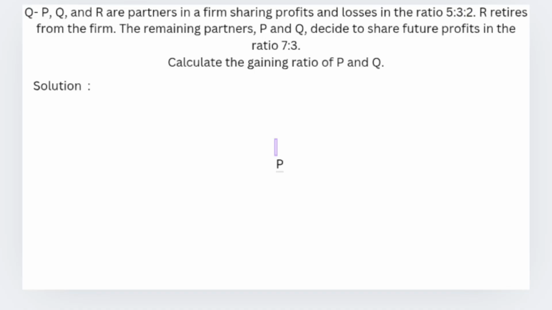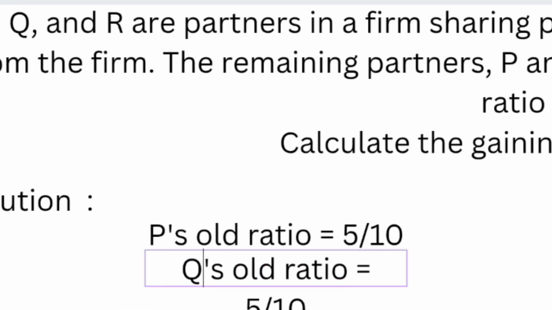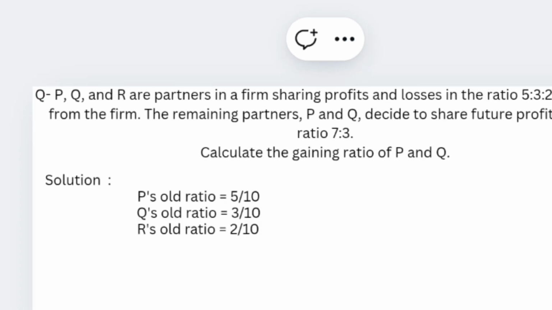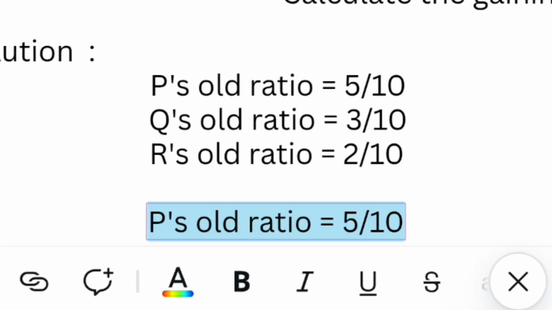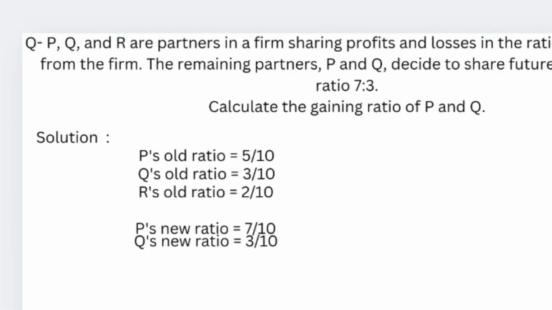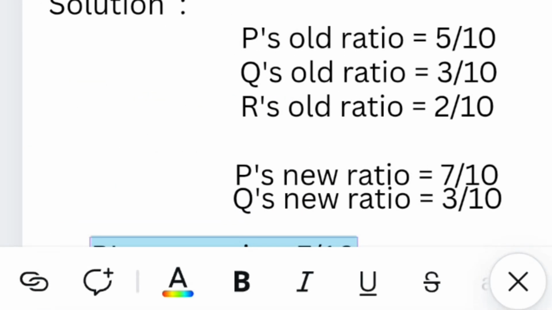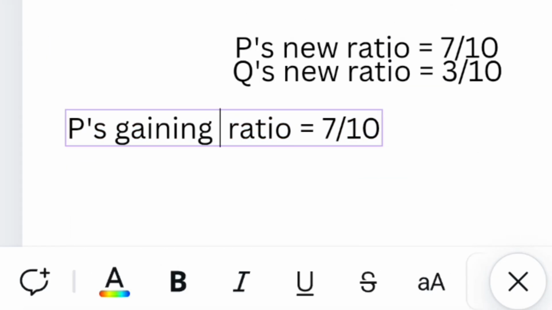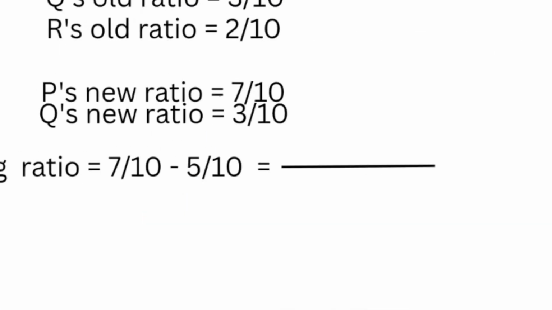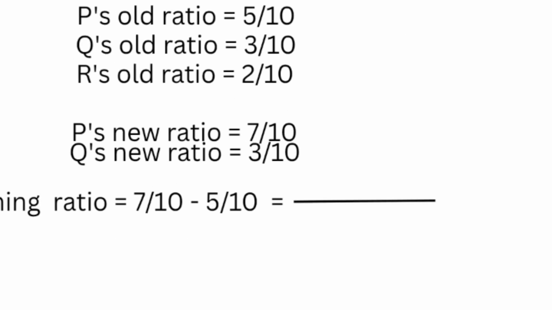So P, then the new ratio will be 7:3. The gaining ratio of P will be, since the denominator of both old ratio and new ratio of P is 10, the LCM will be 10.